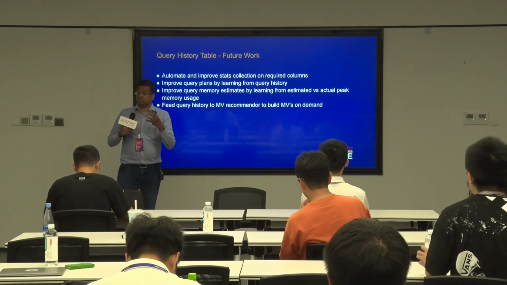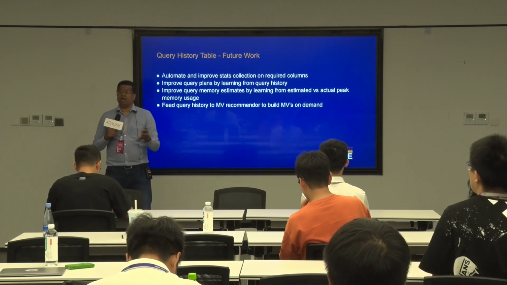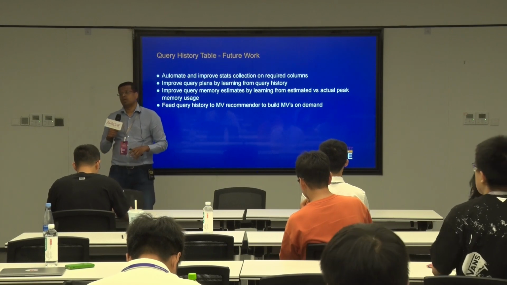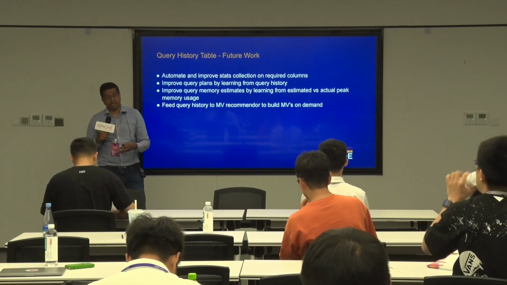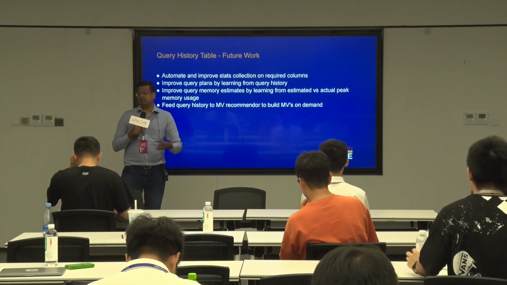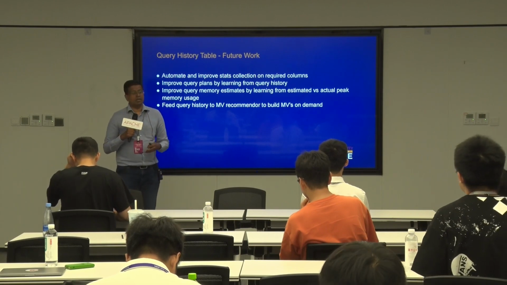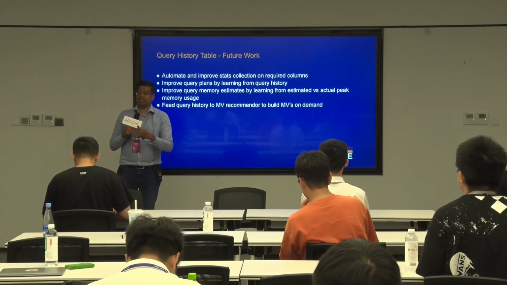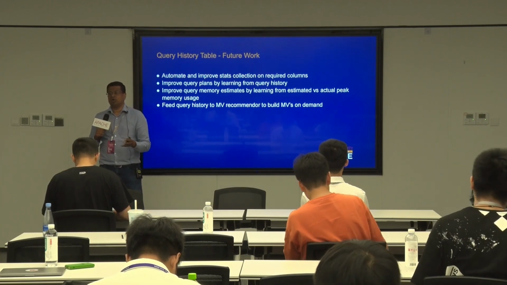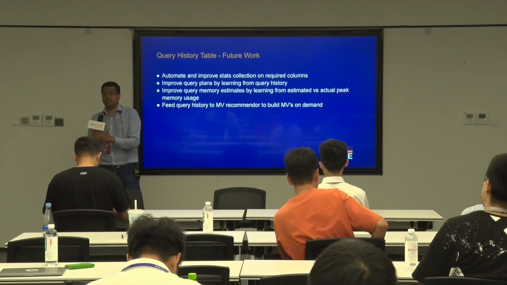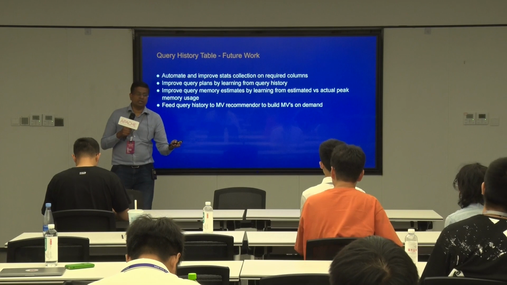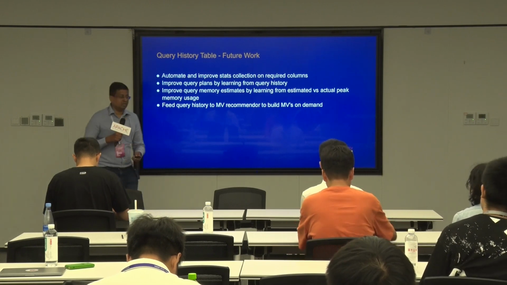Basically, for a similar query in the history, if you had a bad join order, or if you overestimated memory, or you made any other mistakes that resulted in either a bad join or a skew or anything of that sort, your newer queries can learn from the mistakes of the earlier queries and then improve the query plans.